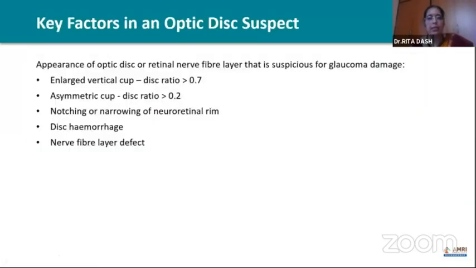So the question arises, what are the key factors in an optic disc suspect? The appearance of the optic disc and the retinal nerve fiber layer is suspicious when there is an enlarged vertical cup disc ratio of more than 0.7. It's not always that 0.7 is abnormal, but these are suspicious things. And asymmetry is the most important thing in glaucoma, that is, a CD ratio difference between the two eyes of more than 0.2, notching of the neuroretinal rim or narrowing, disc hemorrhage or retinal nerve fiber layer defect.